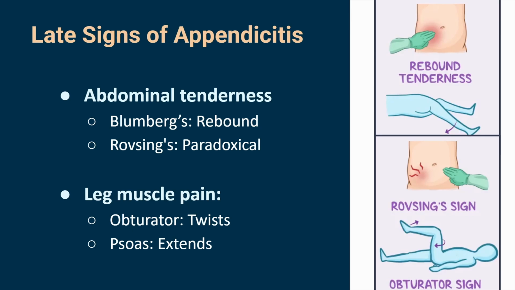Now, there's leg muscle pains that can involve it. You've got the obturator sign because it's the obturator muscle that it involves, and you have the psoas sign because it involves the psoas muscle, but they're both leg muscles. Rose, why would movement of a leg muscle cause pain in the abdominal cavity? Why do we have two different leg signs that are indicative of appendicitis? Henry? Is it because it's applying pressure?